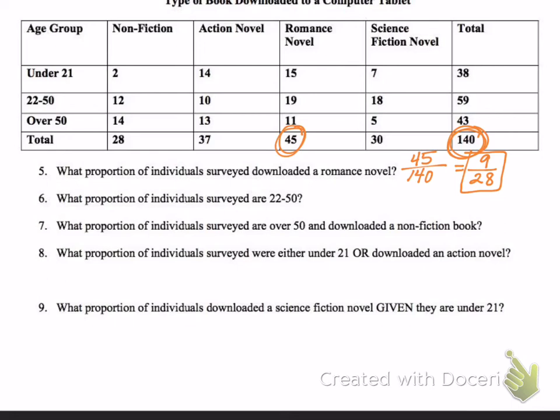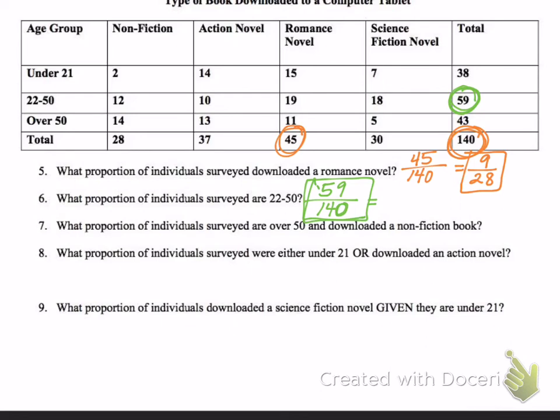The next question says, what proportion of individuals surveyed are 22 to 50? So now what number am I going to look at? How many people are 22 to 50? 59. So 59 people are 22 to 50, and that is out of 140. Does that reduce to anything? No, so I'm just going to leave it.